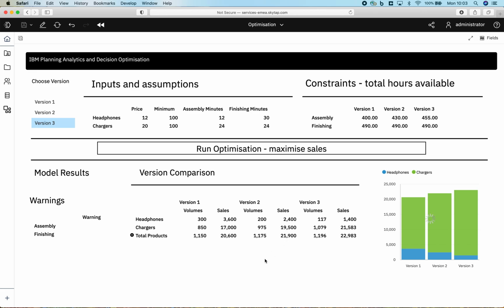So this is a very simple example with just two products and two constraining processes. In real life, with more products and services and more production constraints, this can become a more complex decision-making process. So in summary, by combining the power of IBM Planning Analytics and decision optimization, we can take the guesswork out of planning and plan for better outcomes. Thank you.